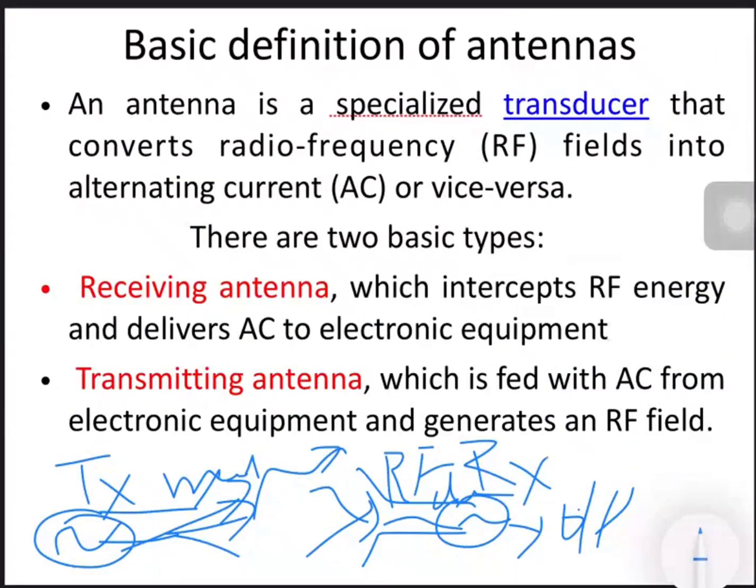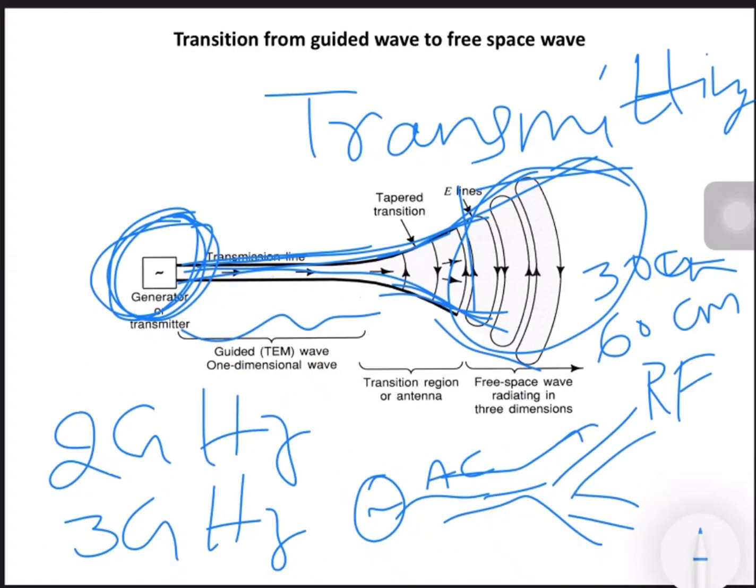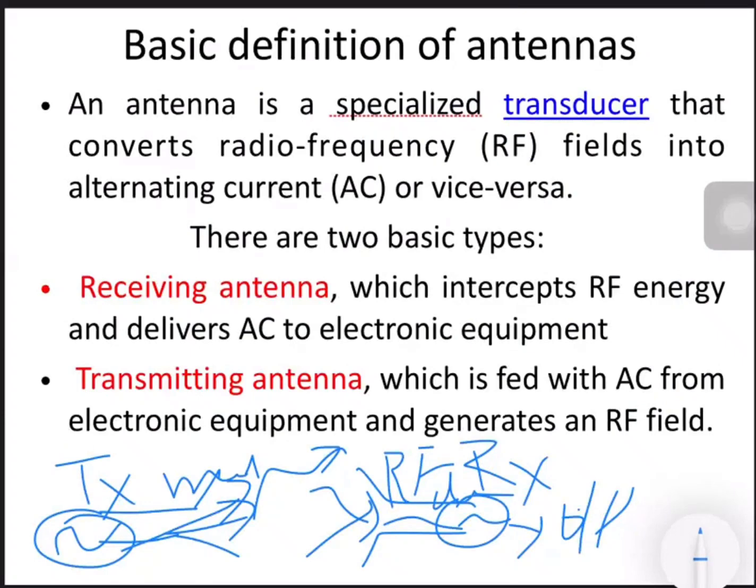So as of now, you have just learned what an antenna is, the basic types of antenna, and the working of an antenna. Just as a revision, the antenna is a special type of transducer which converts radio frequency signals into alternating current, and also vice versa. Basically, we can call the antenna a transmitting antenna or a receiving antenna. The antenna connected on the transmitting end is called the transmitting antenna, and the antenna connected on the receiving end is called the receiving antenna.